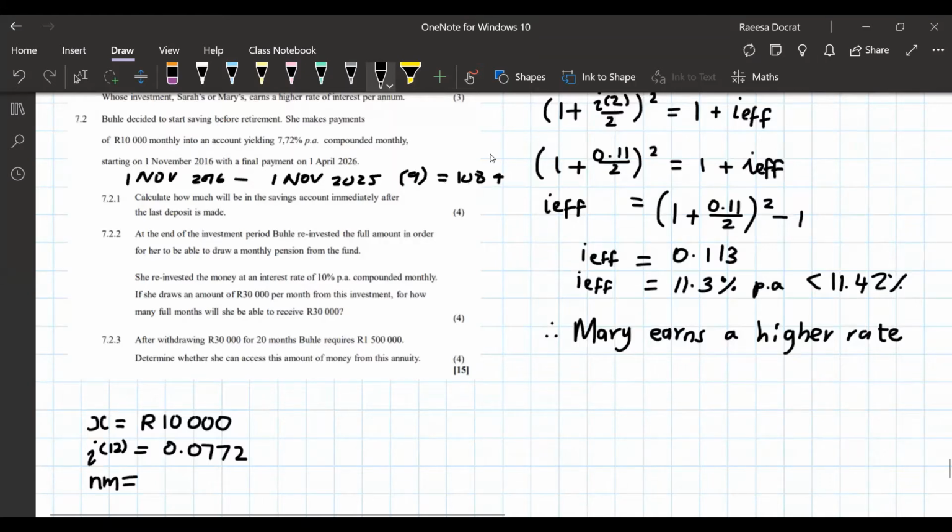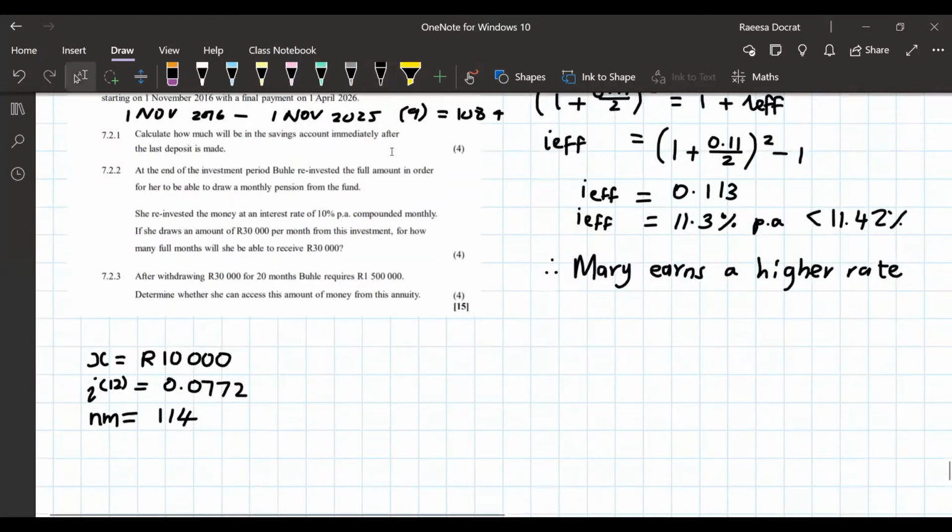Counting how many months from November to April: December, January, February, March, April. So it's another 6 months. So then it's 114 months. So the first thing is to calculate how many payments. Okay, so that's how many monthly payments have been made.